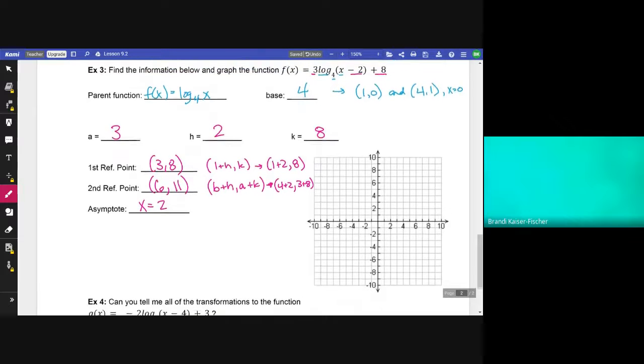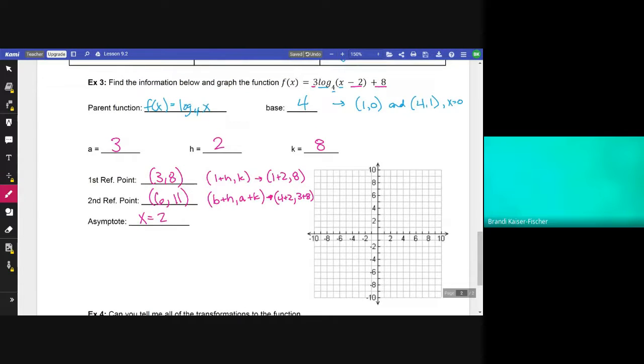Okay. So here's what I'm going to do. I'm actually going to draw in our basic parent function first, just to give you an idea that we are doing the right transformations, that things are moving in the right ways. I just want to tie this back to old stuff. Not saying you really will have to do this in future problems. It's just something to notice here. So for our basic function, log base 4 of x, we have 1, 0. And we have 4, 1 as our points.